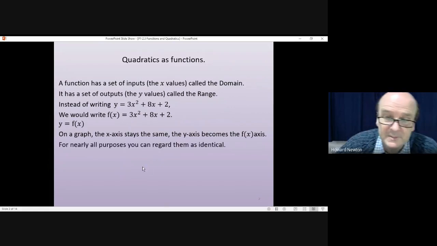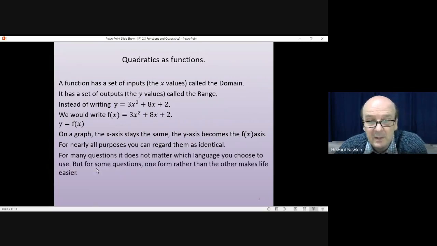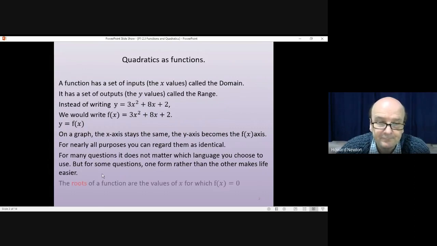For nearly all purposes, you can regard these two ways of writing things as identical, and frequently I will interchange between these two ways in the middle of a question. For many questions, it really doesn't matter which language you choose to use, but for some it does. It just makes life slightly easier if you choose to use one rather than the other.